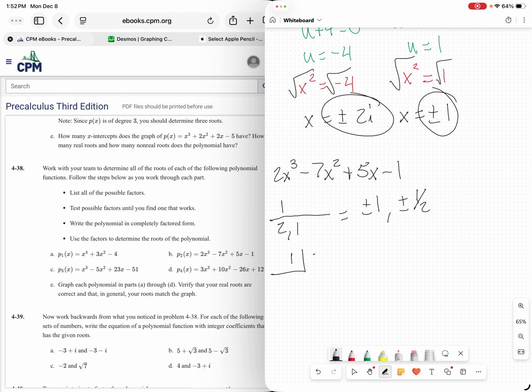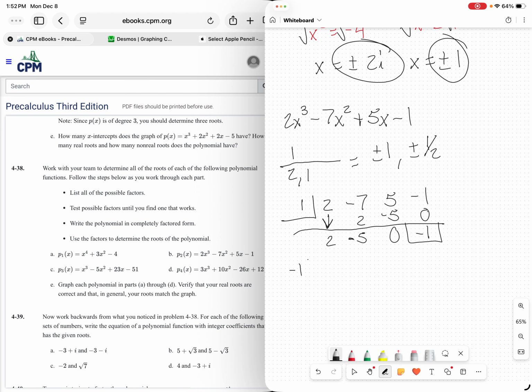So we're going to test these out. So let's test 1. So I'm doing synthetic division. Bring down the 2. 2 times 1, 2. Add them up, 5. Negative 5, excuse me. 1 times negative 5, negative 5. That's 0. 1 times 0 is 0. Negative 1 is my remainder. Well, that didn't work.